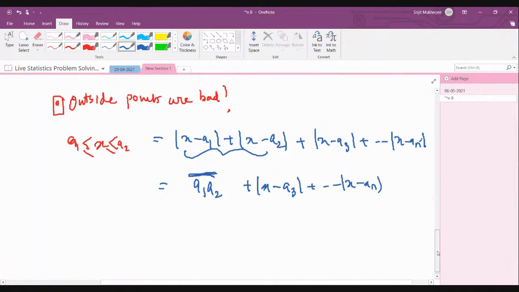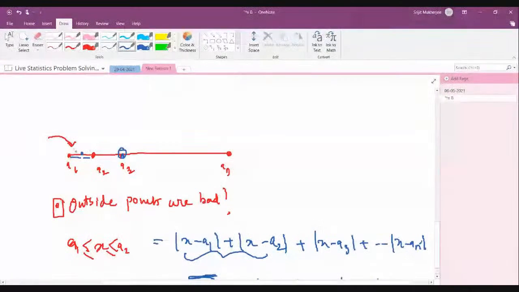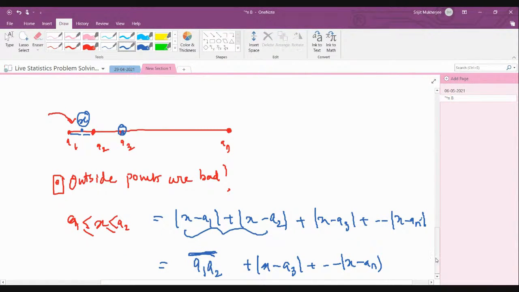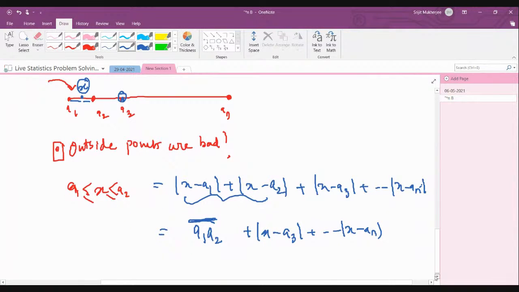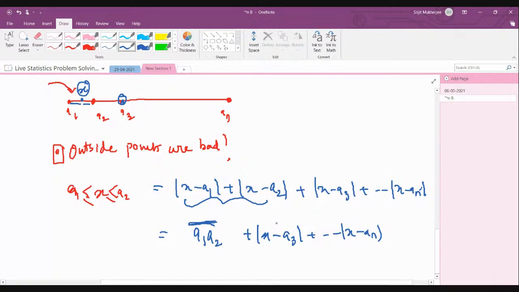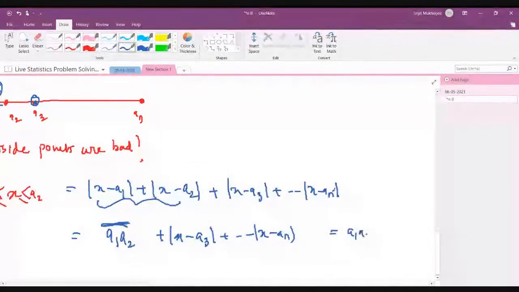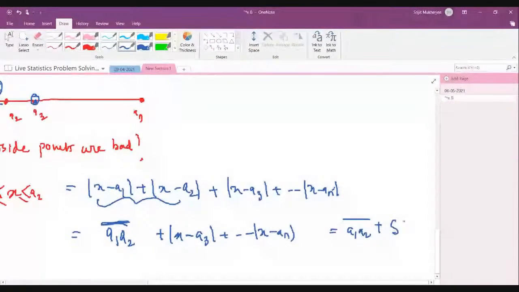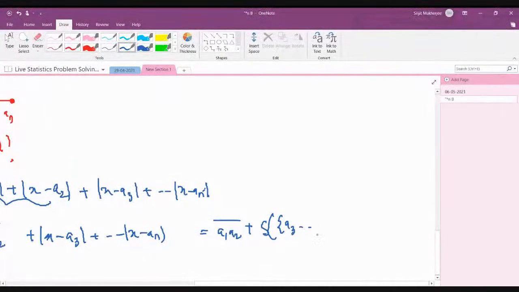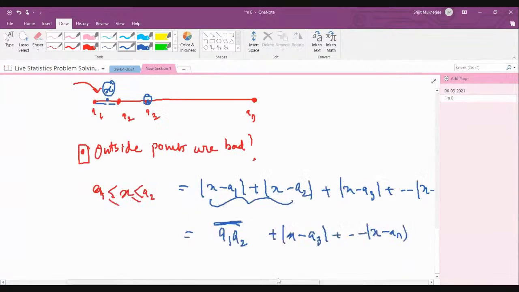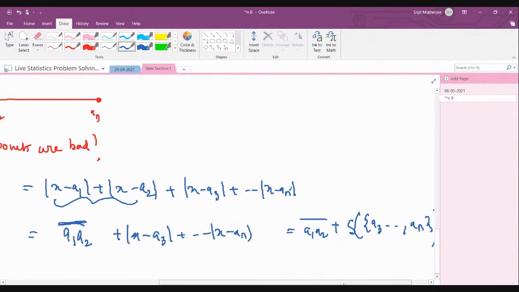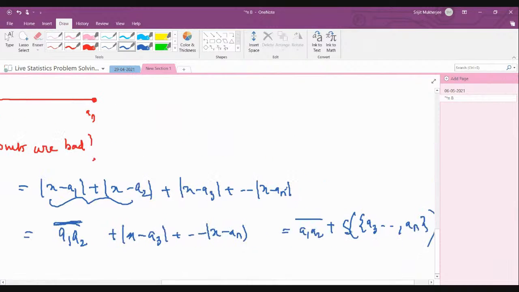Now what is x? x is actually outside here. a3 starts from here, so x is actually here. You understand? So what is happening? This will not be a good point, because there is no use of it. It is outside the range again. So it is equal to a1 a2 plus the sum of the deviations of the set a3 dot dot an. Understand this? So it's the sum over the range, and therefore this is not the minimum.